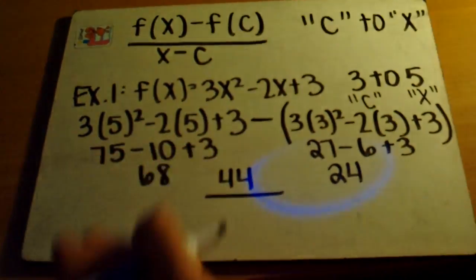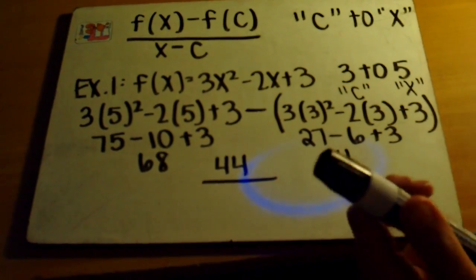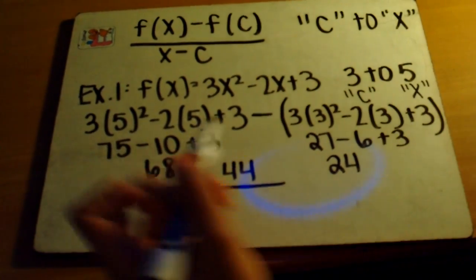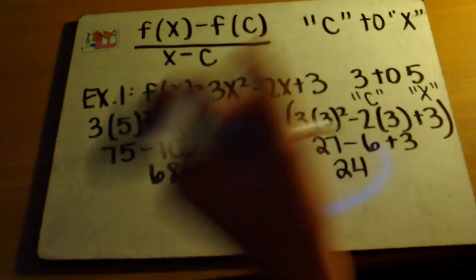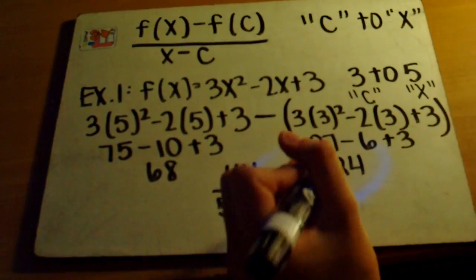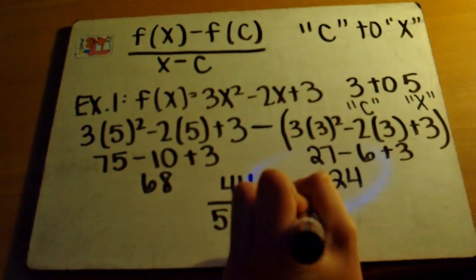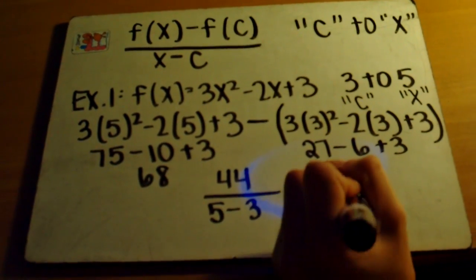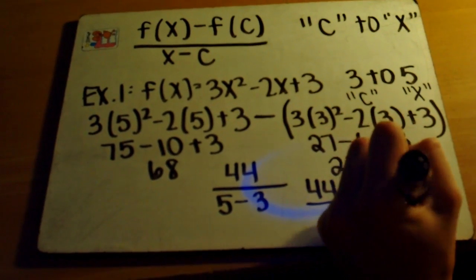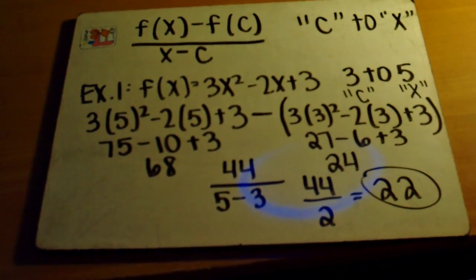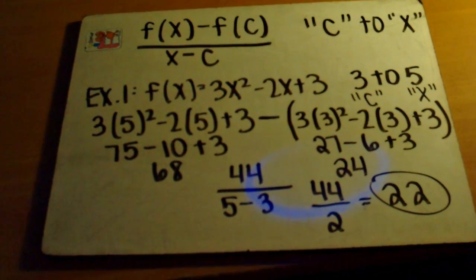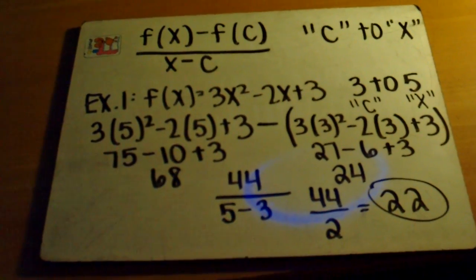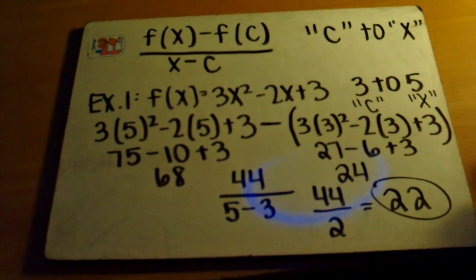Now we have to do the bottom. The bottom is x minus c. As you can see, our x equals 5, and then minus c, which is 3. So we simplify that, and we have 44 over 2, which equals 22. And that is the average rate of change for our function 3x squared minus 2x plus 3. And that is also the slope of the secant line.